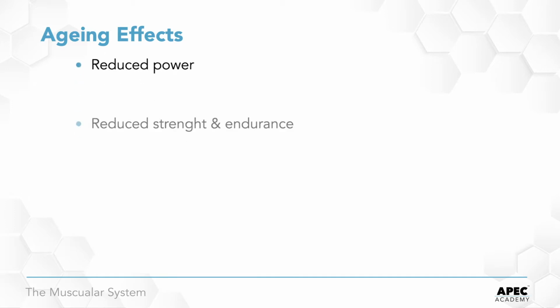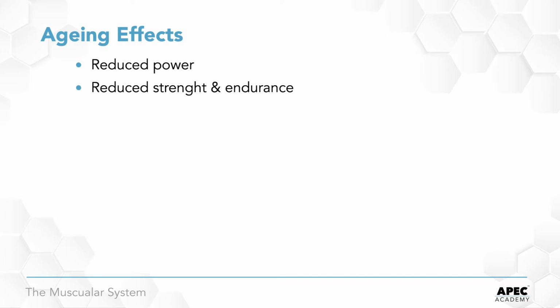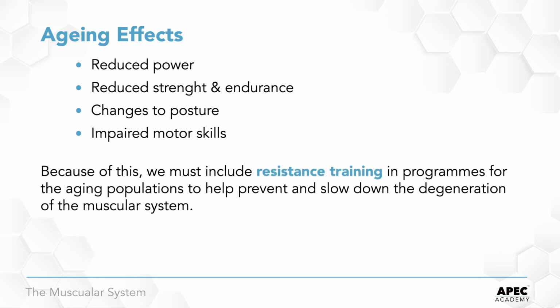This causes reduced power, strength, and endurance, which can result in gradual changes to posture and impaired motor skills such as balance. Because of this, we must include resistance training in programs for the aging populations to help prevent and slow down the degeneration of the muscular system.